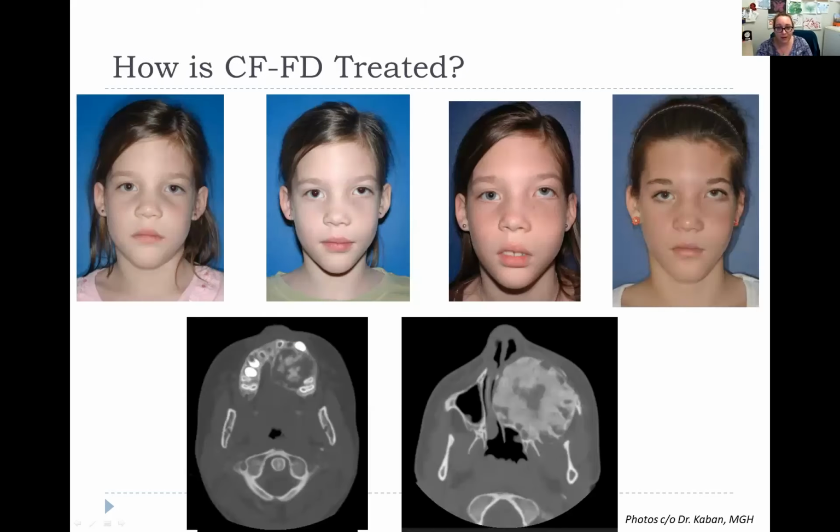So here's an example of a patient who I treated many years ago with aggressive fibrous dysplasia. She underwent multiple recontouring procedures over the years. And you can see over the years facial photographs, which changed over time, as well as CT scans, moving from left to right, also showing changes over time. And this was an aggressive lesion.